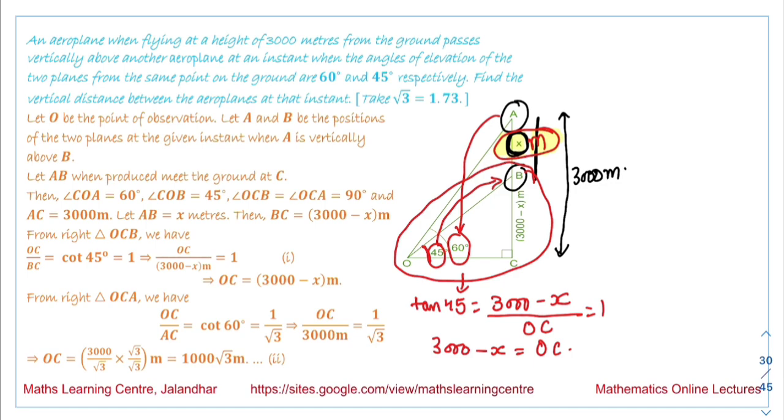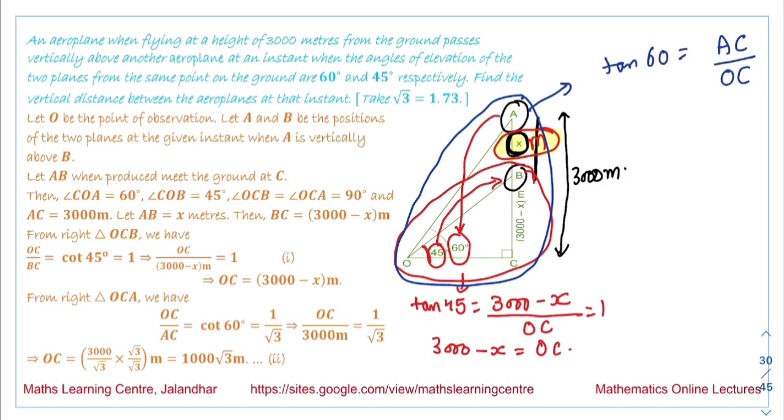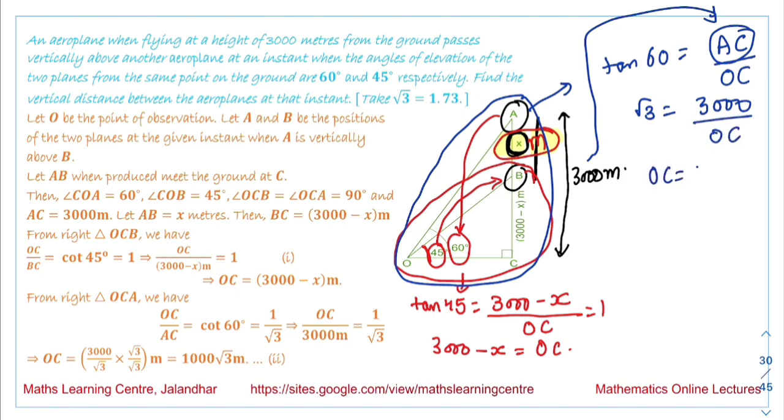Now if we consider this triangle OAC, we write tan 60 is equal to AC over OC. It means root 3 is equal to this AC length, which is given to be 3000 over OC. So the value of OC is 3000 by root 3. Multiply and divide it with square root 3, and we get 1000 root 3.